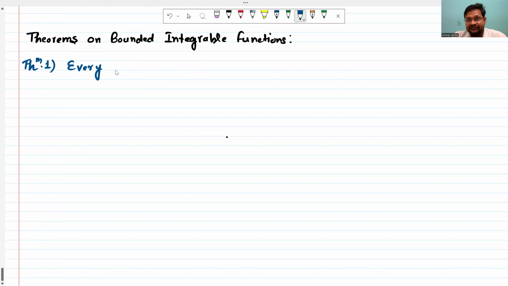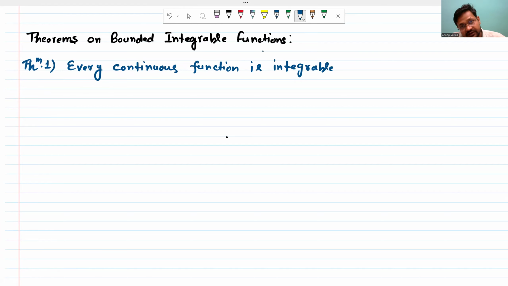If a function is continuous and defined in a closed interval, that function is definitely bounded. So it is obvious the function is bounded. So if the function is continuous, then it will be Riemann integrable. Every continuous function is integrable R.